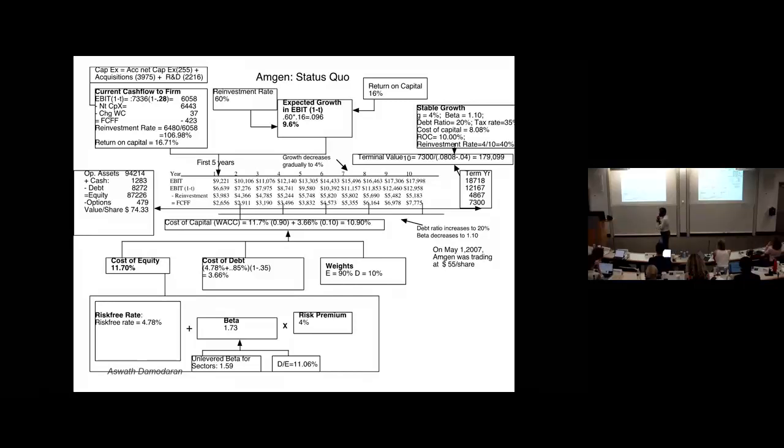For the next 5 years, you take the product of those two numbers, I get a growth rate of 9.6% a year. I'm not estimating growth. I'm letting the reinvestment rate and return on capital drive the growth in my operating income. So for the next 5 years, I grow 9.6% a year and reinvest 60% of my after-tax operating income every year, giving me a free cash flow.